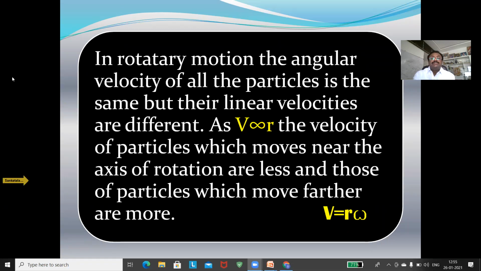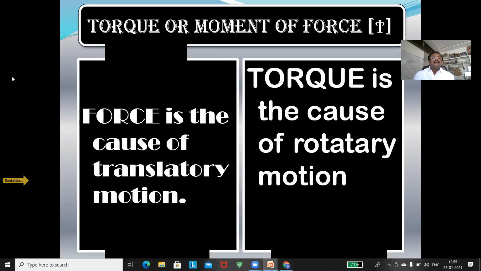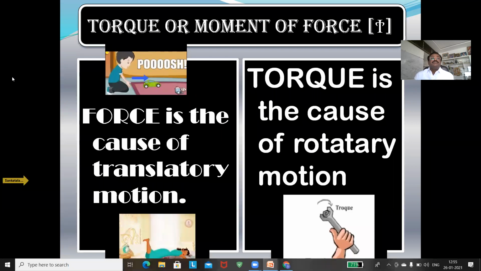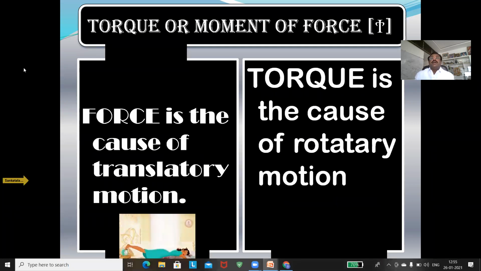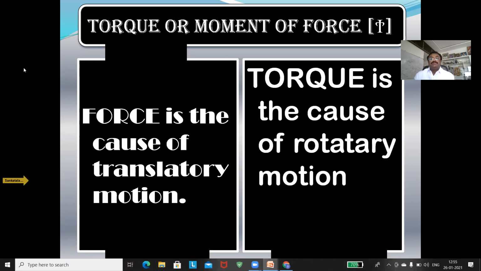Now next, so far we have covered angular displacement, angular velocity, angular acceleration, and the relation between v and omega. Now I would like to talk about another important quantity, torque, or moment of force.